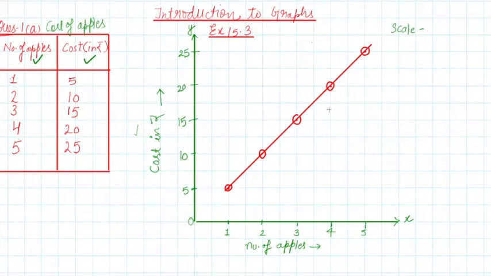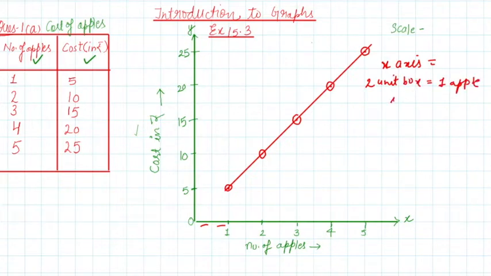Now the scale. What will be the scale on the x-axis? If you want to write the scale on the x-axis, what is the scale here? If you see, 2 unit boxes represent how many apples? This is 1 unit box, this is another unit box. So 2 unit boxes represent 1 apple, right?